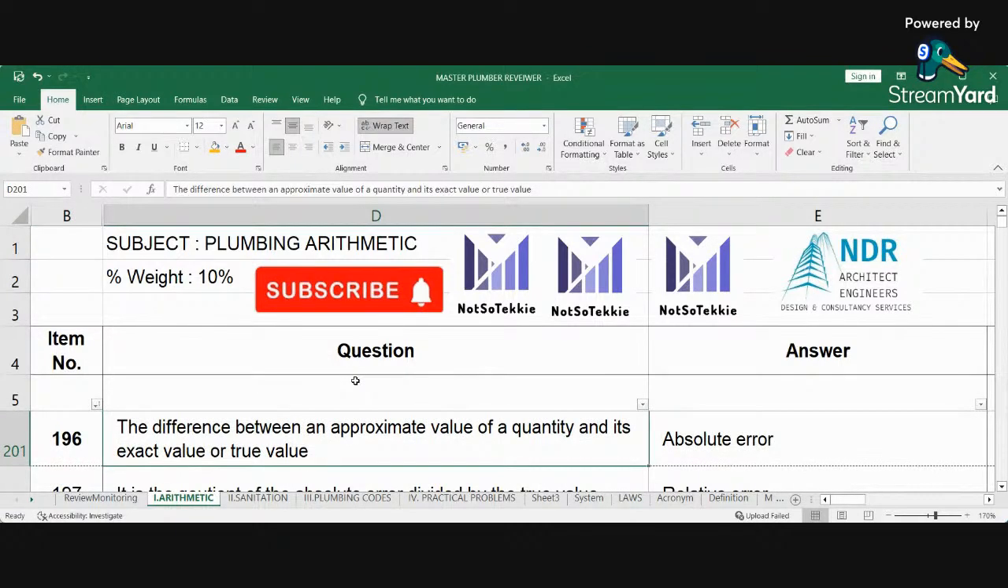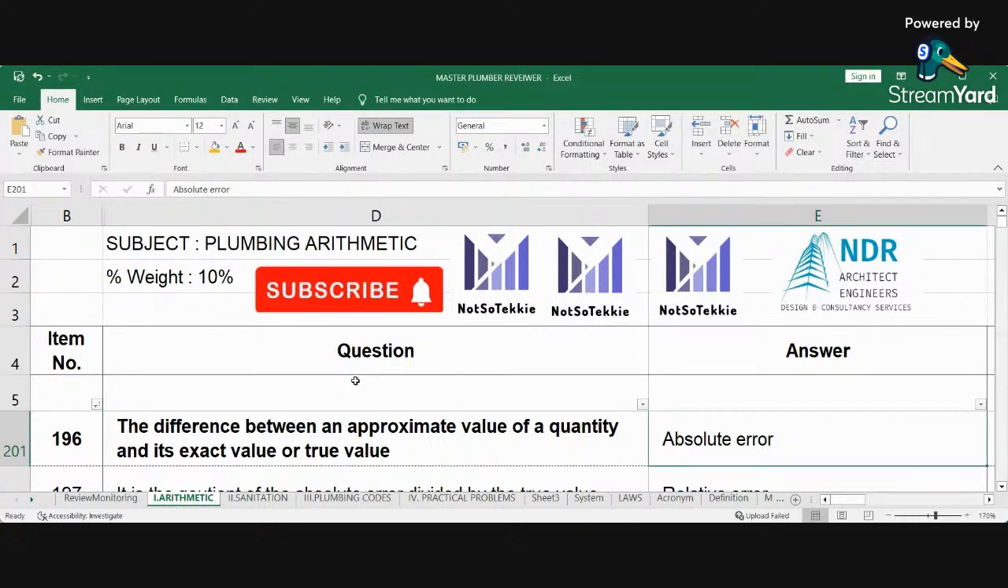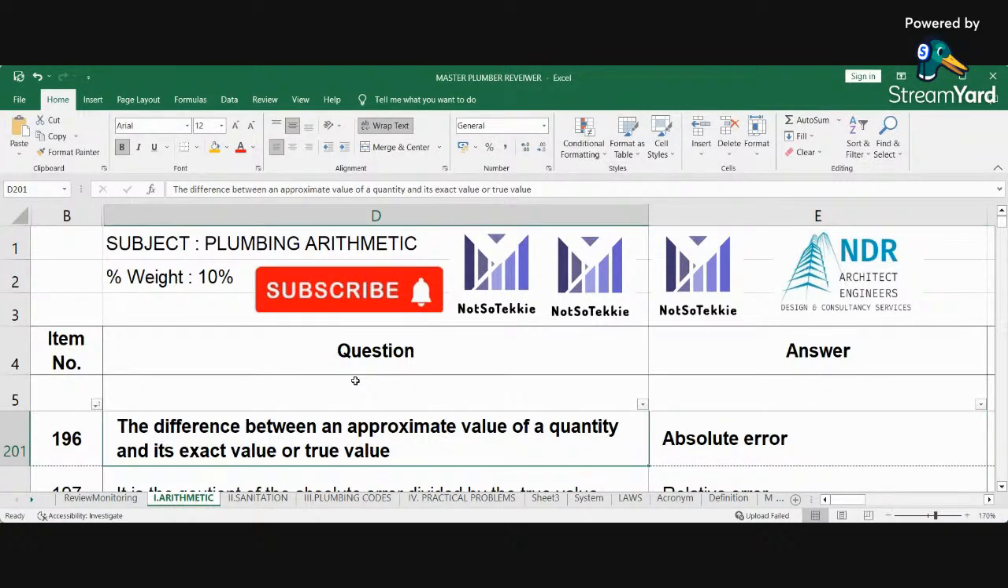196. The difference between an approximate value of a quantity and its exact value or true value. The answer is absolute error.